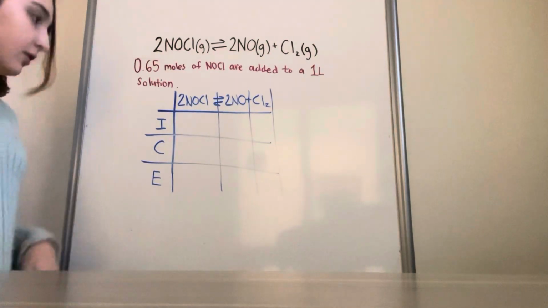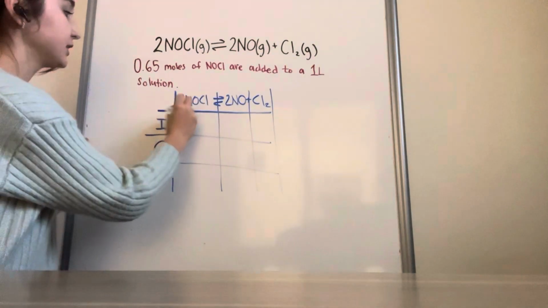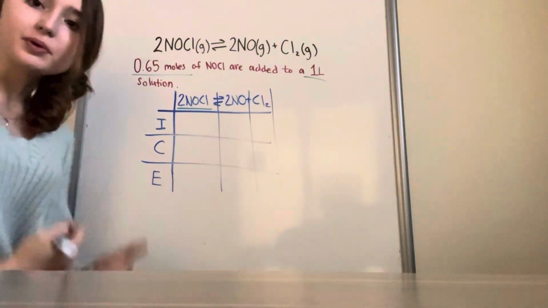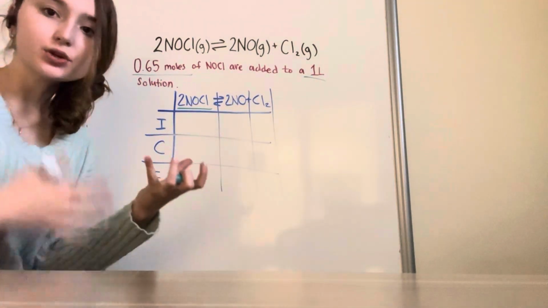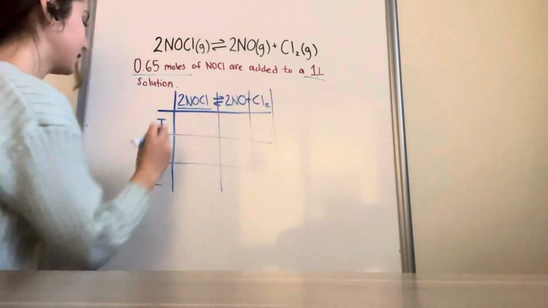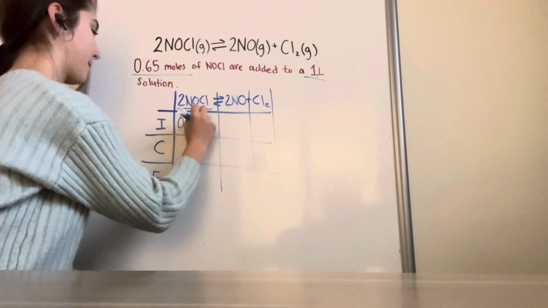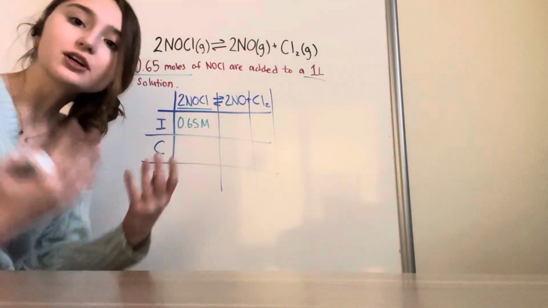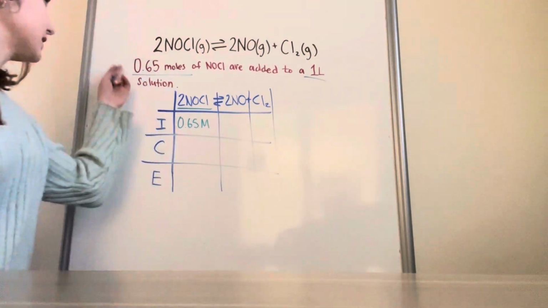So, first, how much of the reactant do we start out with? Well, it says so right here, 0.65 moles in a 1 liter solution. Remember, to get molarity, we have to divide moles over liters. So, we do that here. 0.65 divided by 1 is 0.65. Okay, and then for these two amounts, we can assume that they start out with 0 molarity because it's not given in the problem.